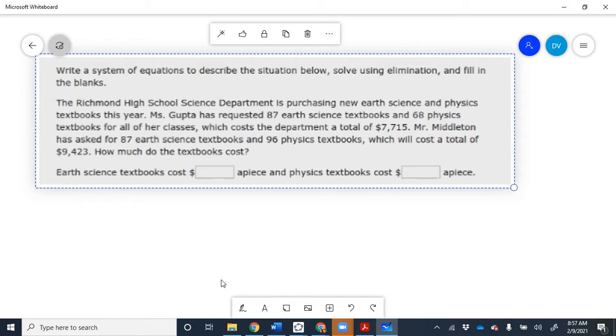All right, we're going to solve this word problem by writing a system of equations. By the way, those equations, I want to stress the word equations plural. There's going to be two of them, and they're going to have two variables.